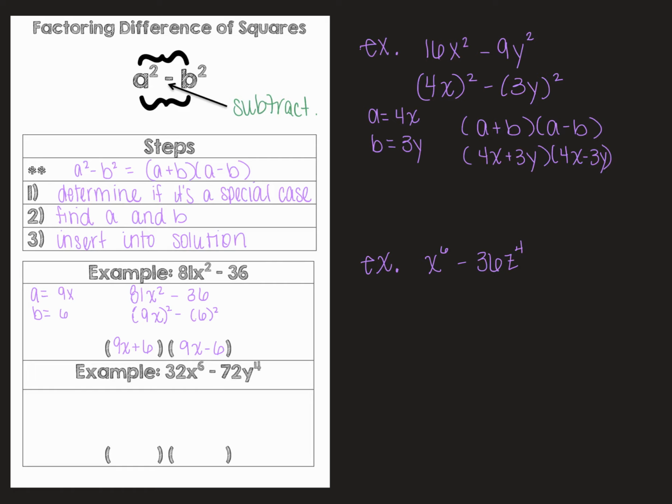So when we're looking over here at our example, you can see that our problem was 81x squared minus 36. I needed to figure out what was squared to give me 81, and that's 9. And what was squared to give me x squared? That's x. Same over here. What was squared to give me 36? 6. So I figured out what my A and B were, and I plugged them into the form here. So 9x plus 6, 9x minus 6.